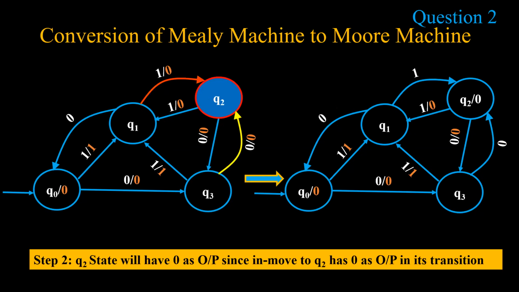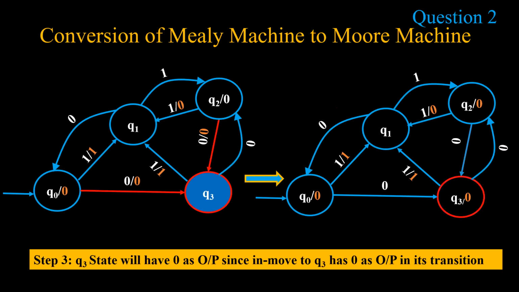Then we go to Q2 state. Why not Q1 state? Because Q1 state will be split. In Q2 state, we have two in moves. We will put 0 within the state and we will remove the 0 from the transitions. Next, we move to Q3 state. Two in moves. 0 will be removed from both transitions and it will be put within the state. Now we are left only with the Q1 state.